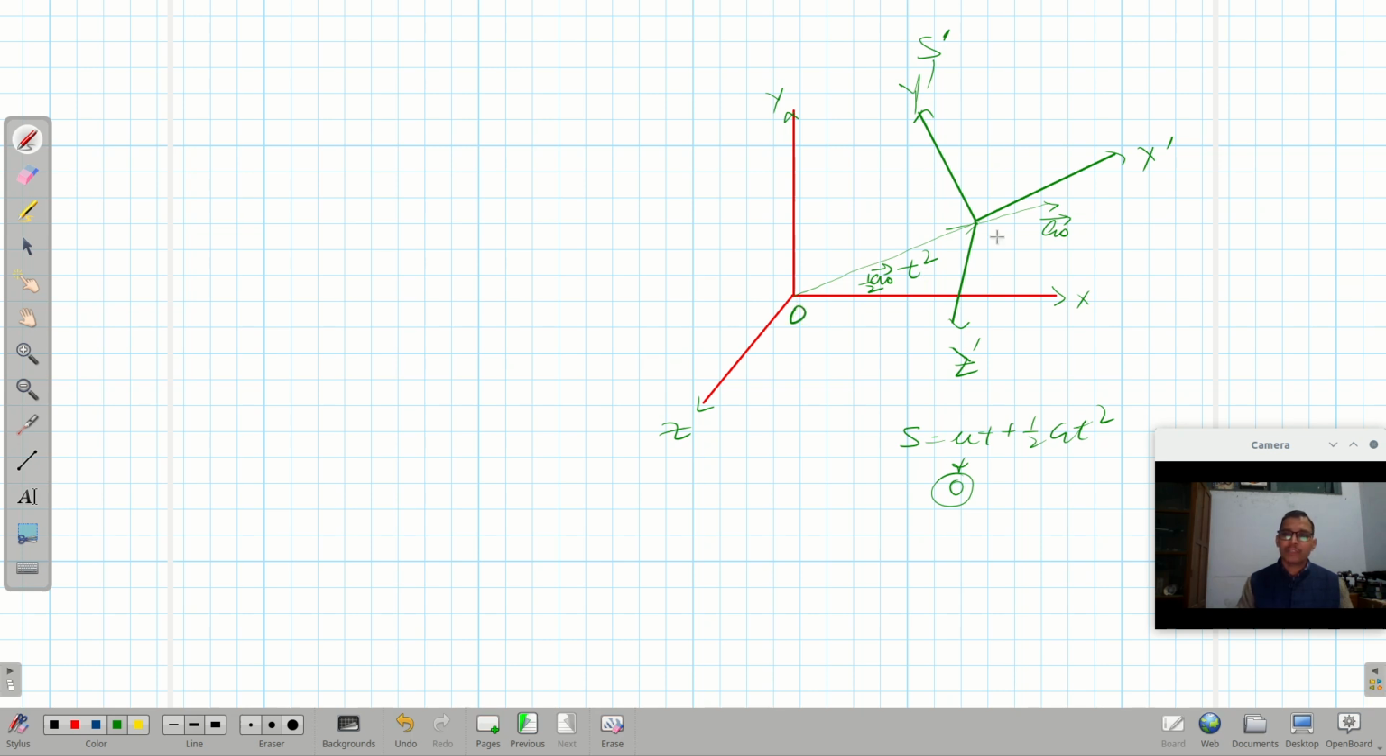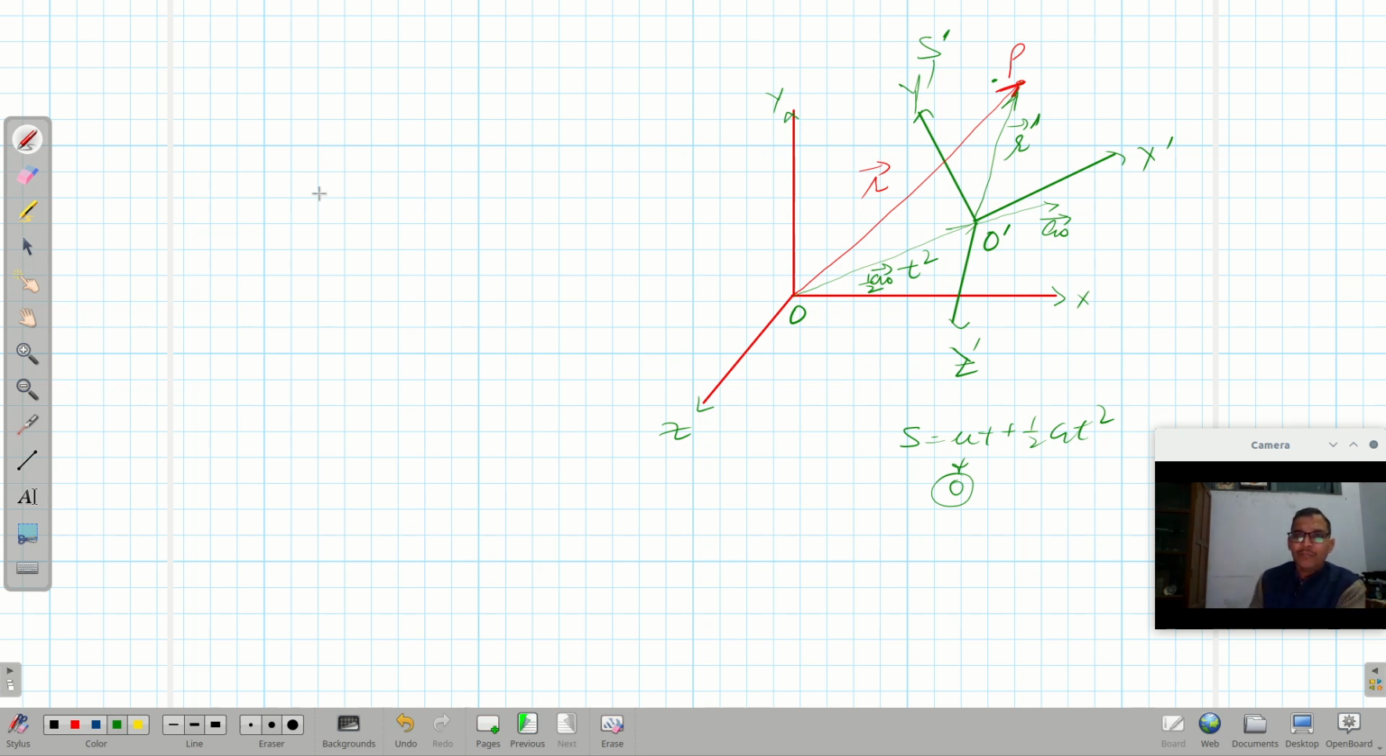Let us call this point O, and this is O prime, and suppose there is some point somewhere here. Let us assume that it's a point P. When it is seen from this frame, say it is at a vector r, and when it is seen from this moving frame, then it is the r prime vector.